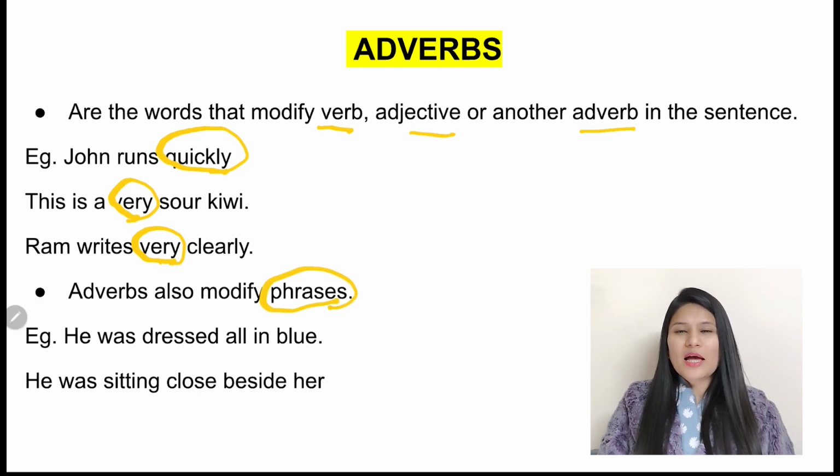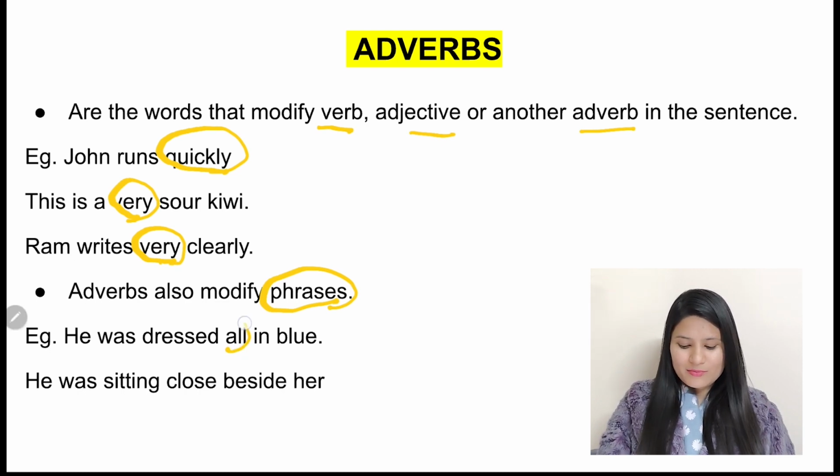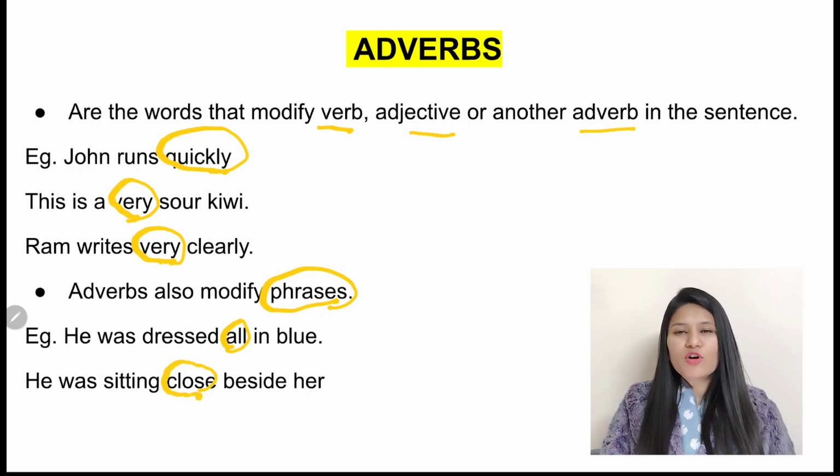बहुत से ऐसे भी examples होते हैं जहाँ पर एक adverb phrases को modify या उनकी detailing करता है. He was dressed all in blue. He was sitting close beside her. पहले statement में all और दूसरे statement में close. In the first sentence, he was dressed all in blue. After all, it is in blue. So the word all is highlighting a phrase here. All, which is an adverb, is modifying all in blue.